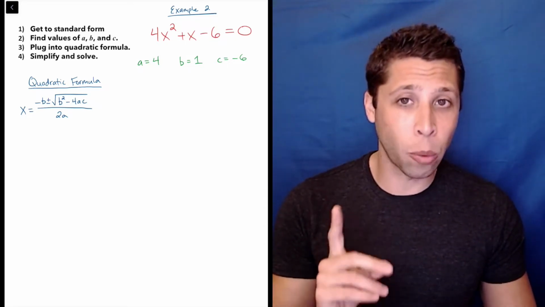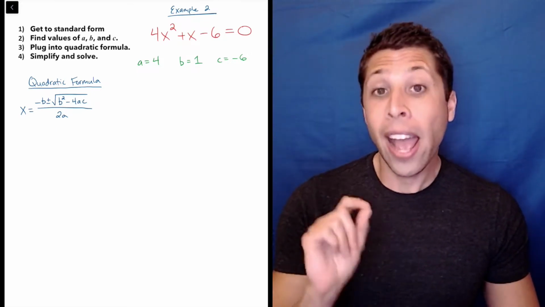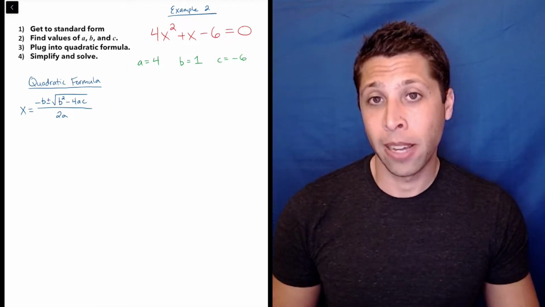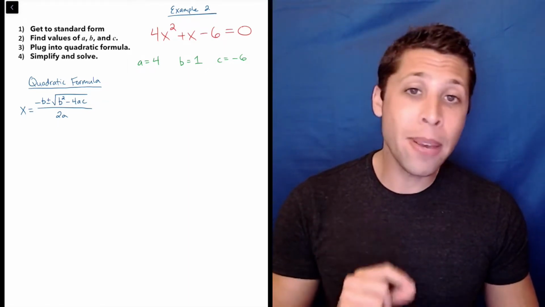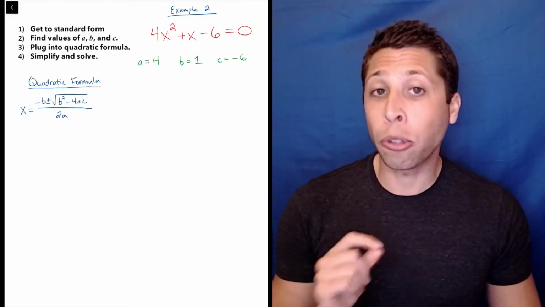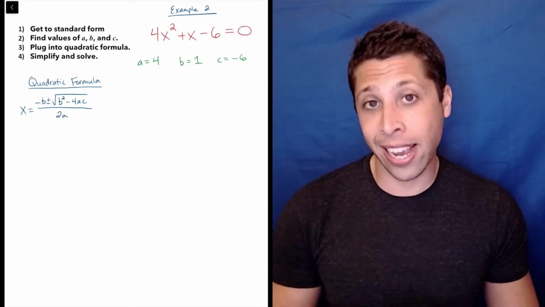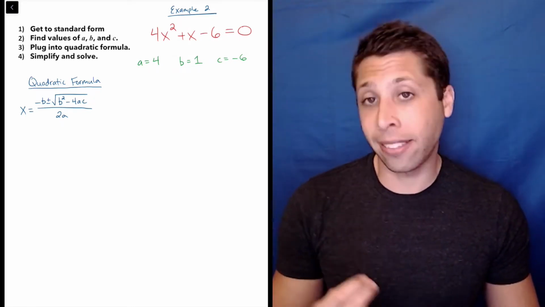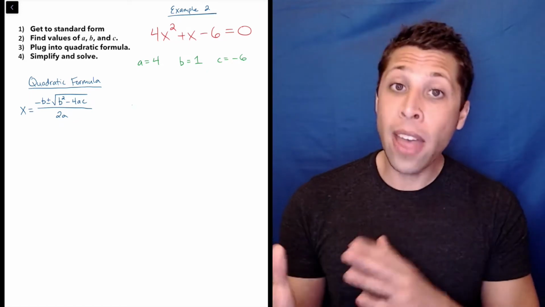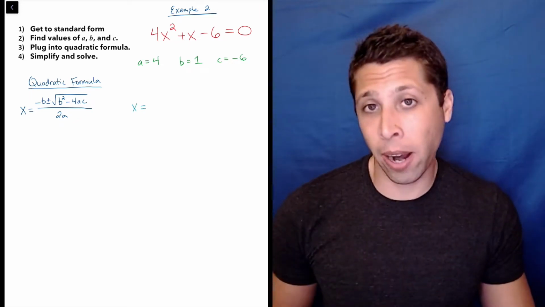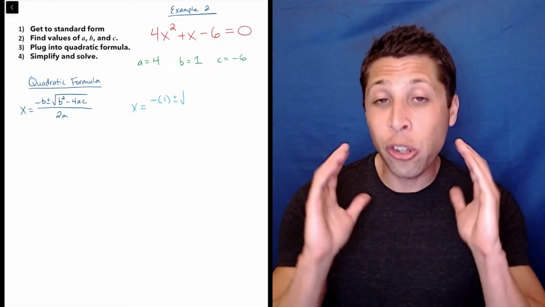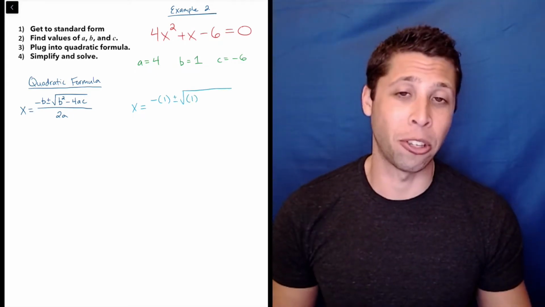First, make sure that your equation is in standard form: ax squared plus bx plus c equals 0. When you find your values of a, b, and c, make sure that you bring any subtraction signs along as negatives. So in this case, a equals 4, b equals 1, and c equals negative 6. Then plug those values into the correct places in the quadratic formula. I highly recommend using parentheses to show the substitution.